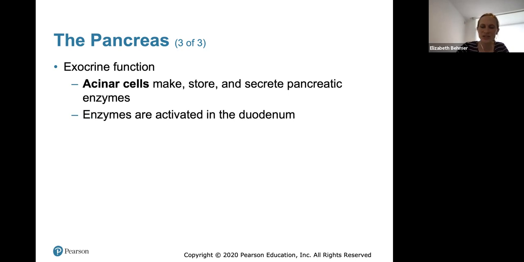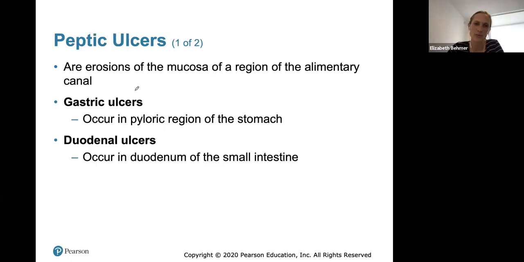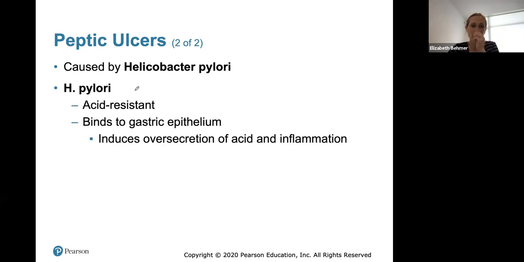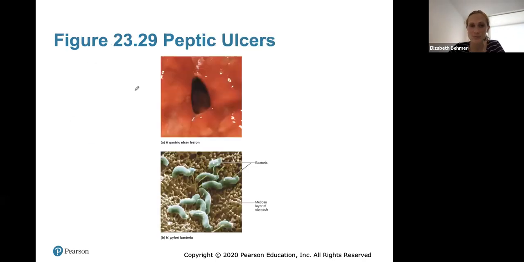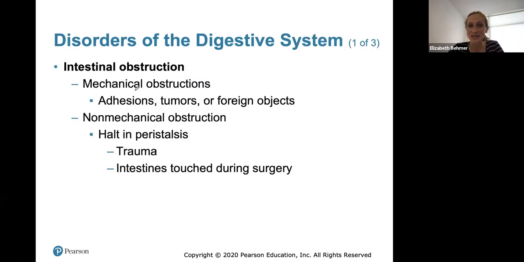The exocrine function, those digestive fluids, are created by the acinar cells. And then the other types of cells, the beta and alpha cells, are what will create the hormones. Peptic ulcers then are erosions of the mucosa of a region of the alimentary canal, where gastric ulcers are in the stomach, and duodenal ulcers in the duodenum. They can be caused by a bacteria. And here's a look at what a peptic ulcer looks like. Not very pleasant, usually caused by a bacteria.